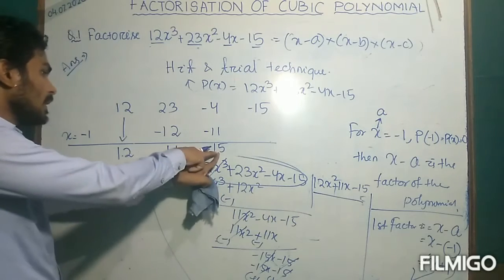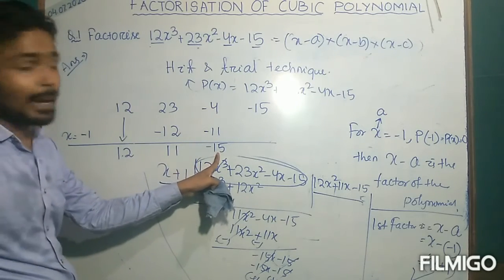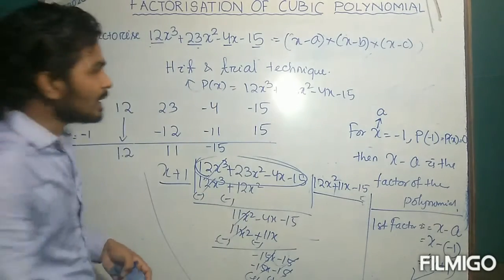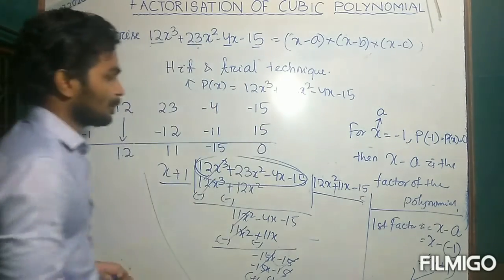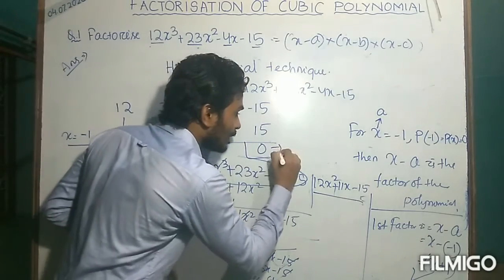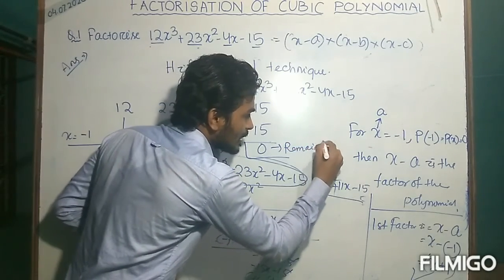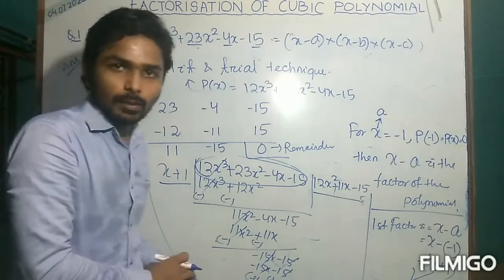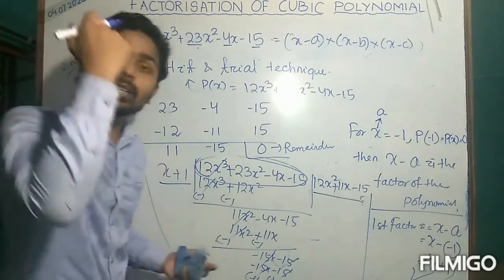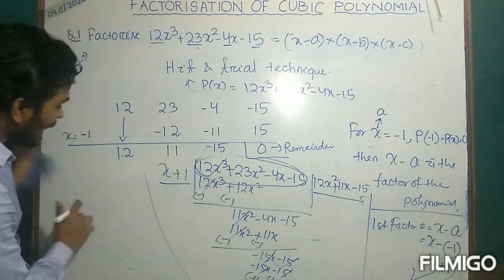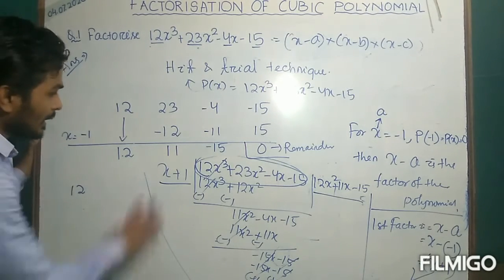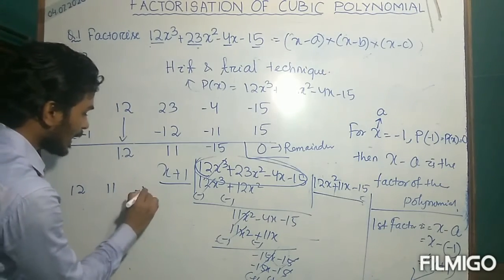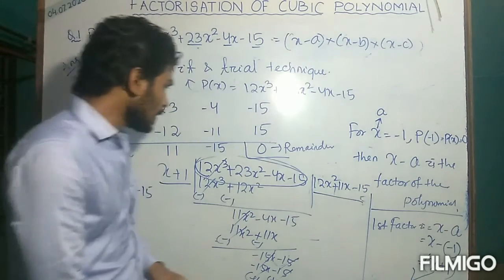And now again, multiply minus 15 with minus 1. Minus minus plus, 15 into 1 is 15. So just write 15 here. Now add them. It will be 0. So this is the remainder part. And the other three numbers are the coefficients of the quotient. So here we get 12, then 11, then minus 15 as the coefficients. Clear?